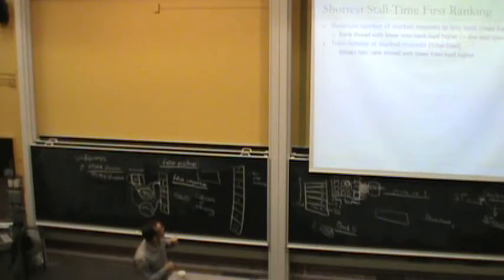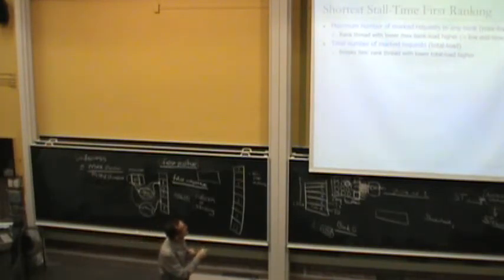Okay. So how do you actually achieve this ranking? Basically, this is the idea: shortest stall time first, rank first. How does the controller figure this out? It computes two values. One is the maximum number of marked requests to any bank. I'll call this max bank load. This is the number of requests that a thread has to any bank in memory. It ranks the threads with lower max bank load higher.